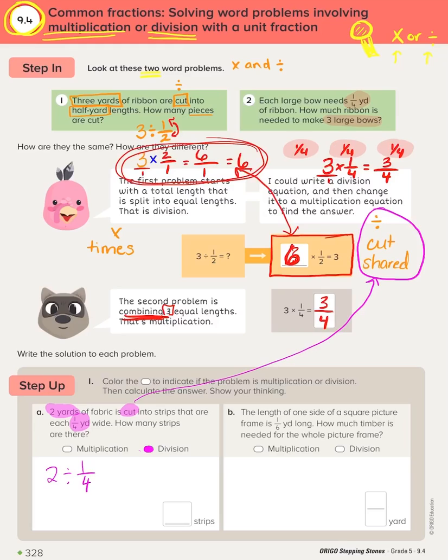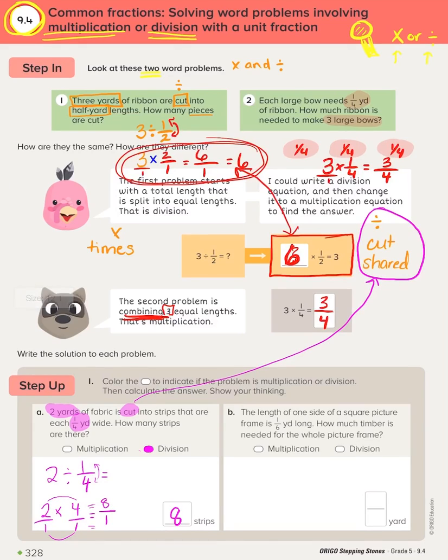And the way I'm going to solve that is what I learned yesterday. First number stays the same, so it's 2. My division turns into multiplication. And my second number flips around, which is 4/1. So 2/1 times 4/1 equals 8/1, because 2 times 4 is 8, and 1 times 1 is 1. 8/1 is just 8. Okay?